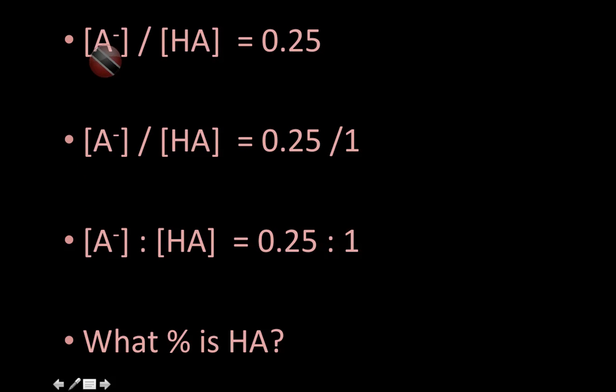So we now know that A minus over HA is equal to 0.25. Now all I'm doing in this line here is putting the 0.25 over 1. And anything divided by 1 is still the same number. So this is still 0.25. So we can say that A minus to HA is 0.25 to 1. And again, the question still at hand, what percentage is HA?